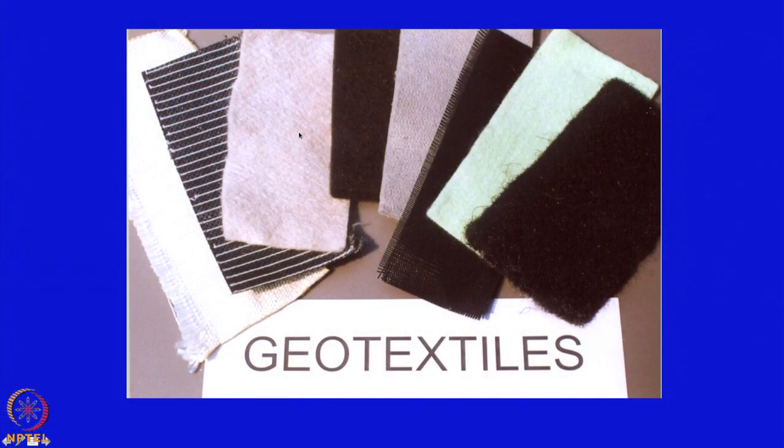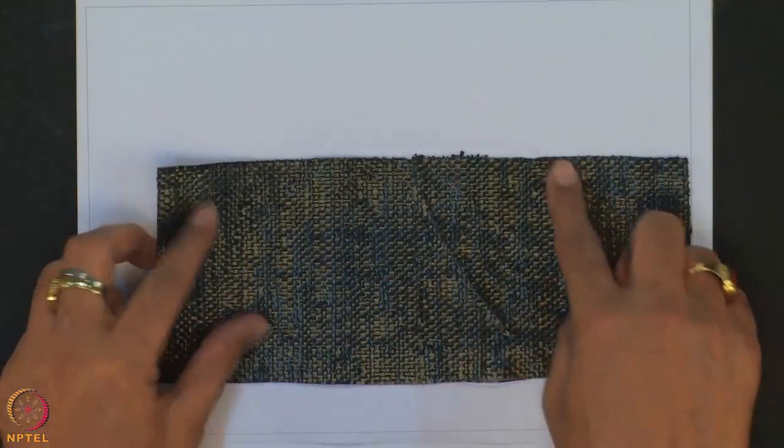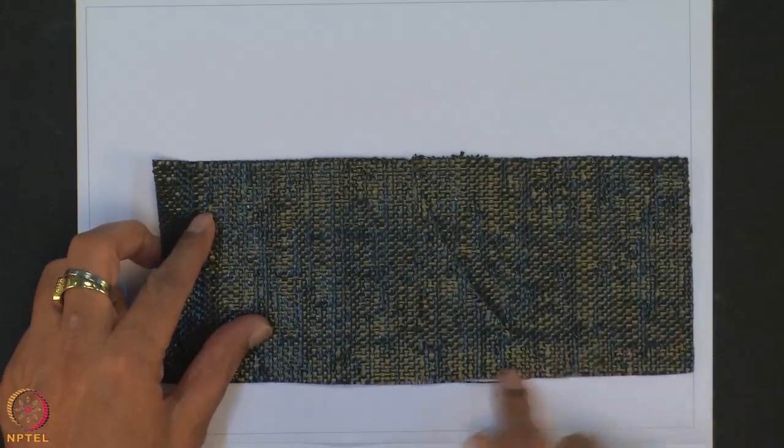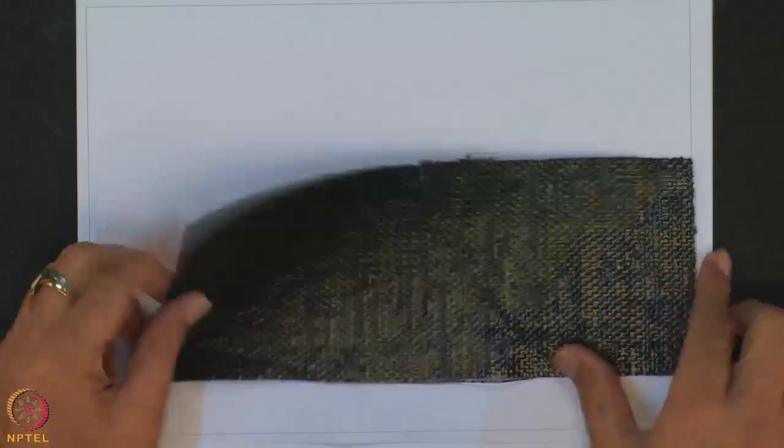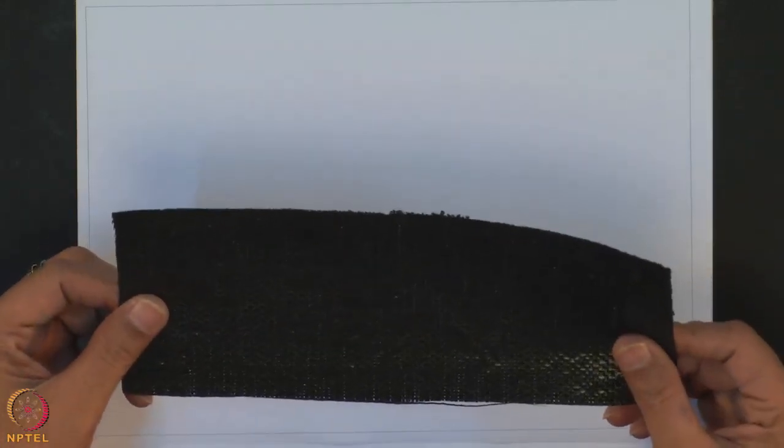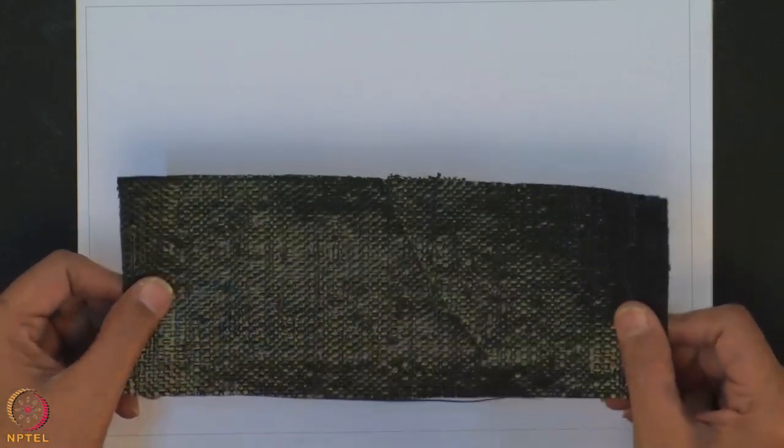There are two types of the geosynthetic material. One is the woven geotextile material, another is the non-woven geotextile material. So, when you say it is the woven geotextile material, you can see here in this geotextile material, these filaments are perpendicular to each other. So, it is called the woven geotextile material.